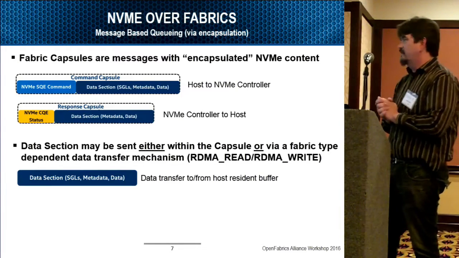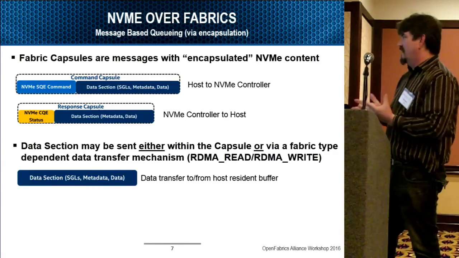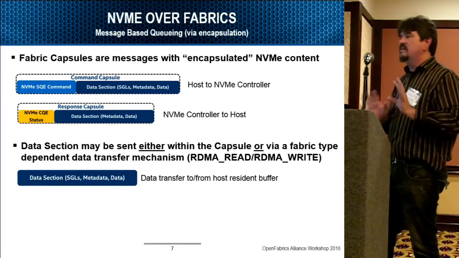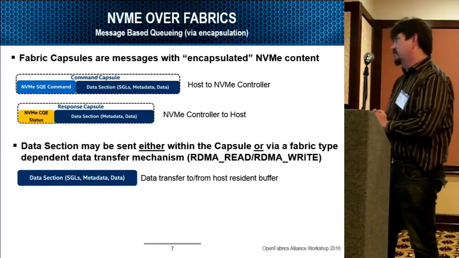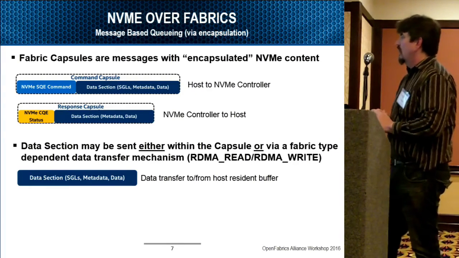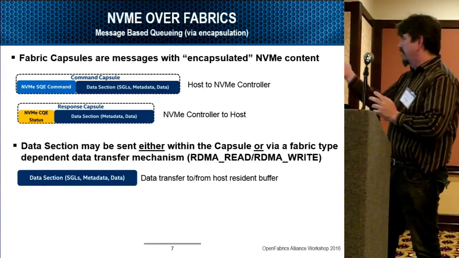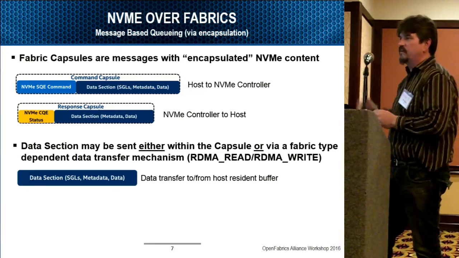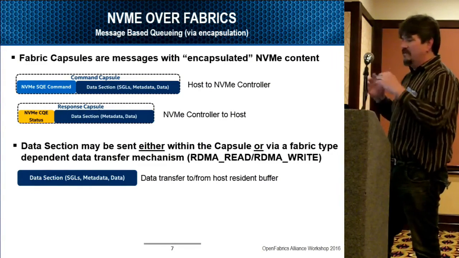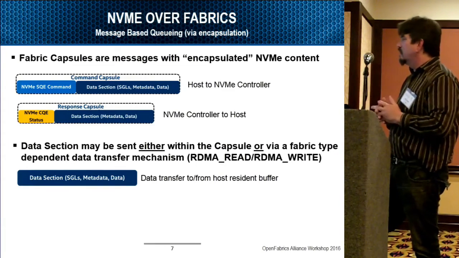So I talked about capsules. There's nothing magic here. All a fabric capsule is, of course, is a well-defined message that sends standard NVMe commands across the fabric to the remote resource. You can include data in the capsule, or it can be sent bulk by the fabric-specific mechanism, RDMA reads and writes in the case of, say, the RDMA transport. And responses are just the same. These are standardized NVMe responses, which are encapsulated, maybe some data's in there, and sent back.